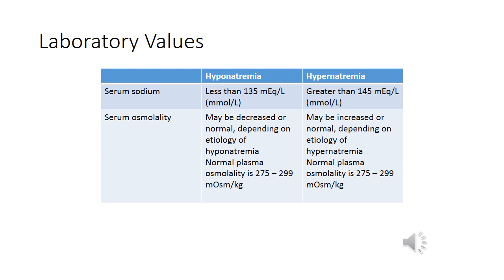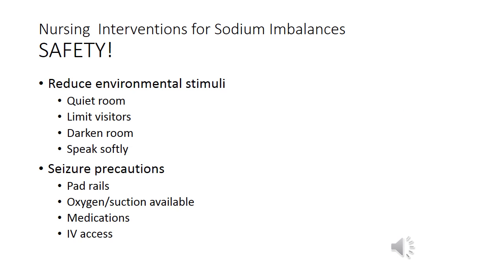Normal reference range for sodium is 135 to 145 milliequivalents per liter. Ensure patient safety by providing a quiet room, limiting the visitors, darkening patient's room, and speaking in soft tones. Implement seizure precautions related to neuromuscular irritability. Pad the side rails. Have oxygen and suction equipment available in the patient's room. Administer medications as prescribed by the healthcare provider. Ensure the patency of IV access devices.